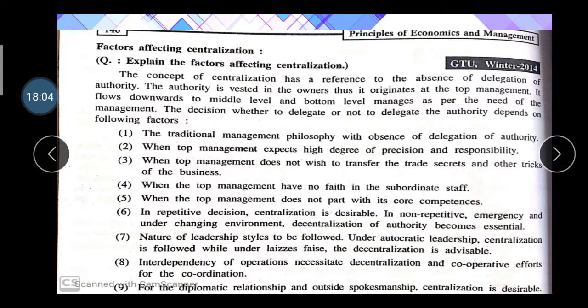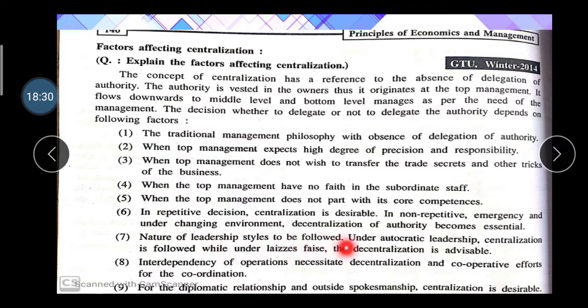Then, for repetitive decisions centralization is desirable; in non-repetitive decisions, in emergencies under a changing environment, decentralization of authority becomes essential. If you have to take a repetitive decision, at that time you select centralization, because this decision is always taken by the higher authority.